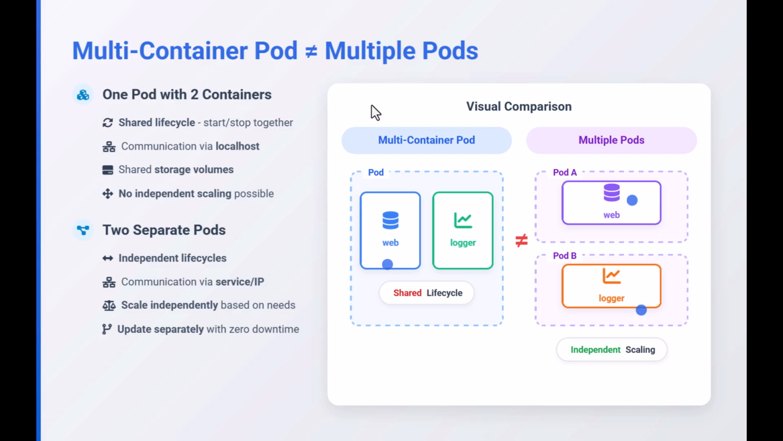The visual comparison on the right side sums it up perfectly. Multi-container pods are tightly coupled, and separate pods give you flexibility, scalability, and better fault isolation. So remember, use a multi-container pod when containers are tightly bound and share data or logic. Use separate pods when you need independent scaling, isolation, and updates.